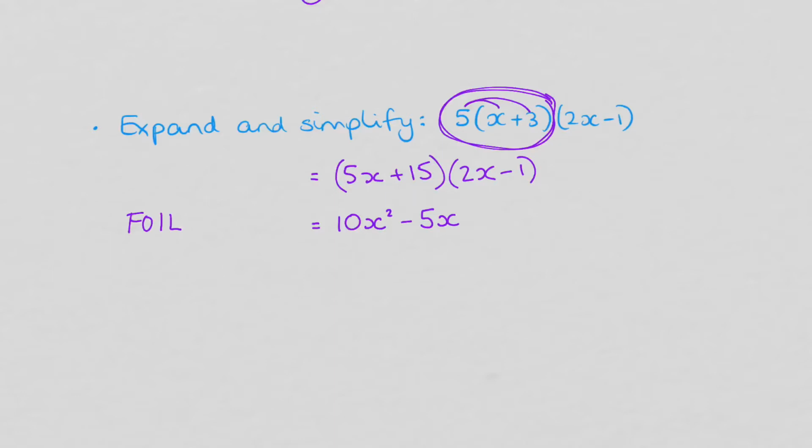The insides, I for insides, so that's the two that are closest together. We've got 15 times 2x, so that's plus 30x. And then the lasts, we've got the last things in the brackets, so that's 15 times negative 1, so that's minus 15. And then we collect like terms. So we've got 10x squared, and then you've got minus 5x and plus 30x. So we've got plus 25x altogether and minus 15. So that is the answer to that one.